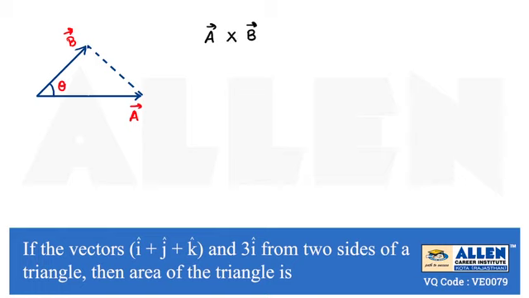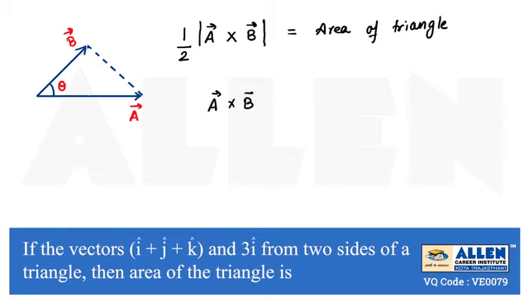which can be found with the help of the cross product, because the cross product will give us AB sin theta as its magnitude. Therefore, if we want to find the area of the triangle, we can write half of modulus of A cross B, it will represent the area of the triangle, in which A vector and B vector are representing two sides of a triangle. So first we will calculate the result of A vector cross B vector.